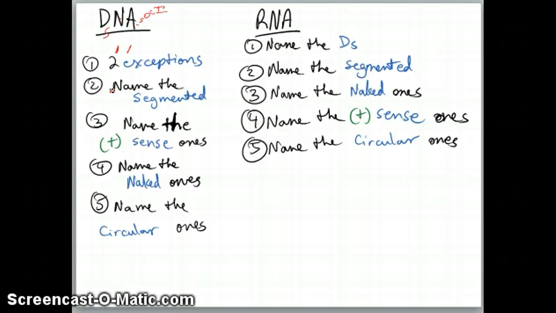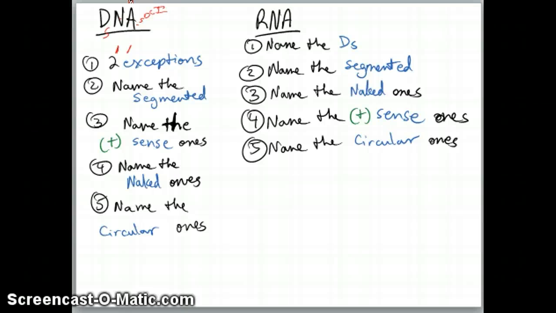It has to stay out in the cytoplasm and replicate, okay? So pox virus. Name the segmented DNA viruses. There are none. They're non-segmented. It's what the N stands for, right? Name the positive sense ones. There are none. It's what the other N stands for, right? Non-positive or polar sense. Name the naked ones.